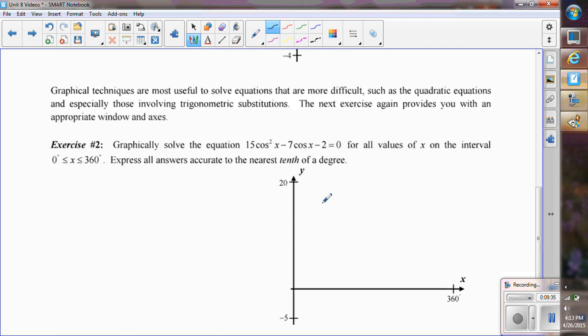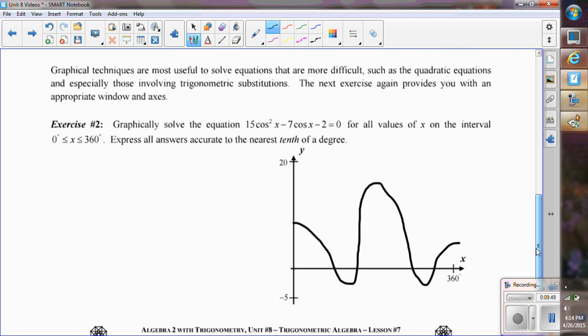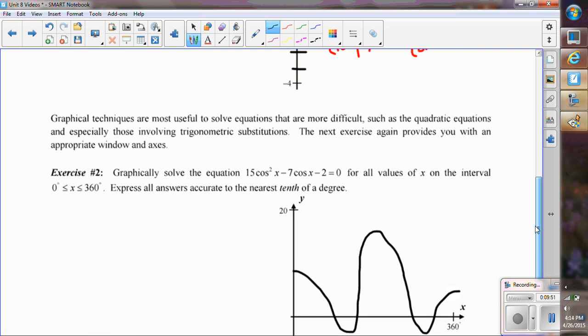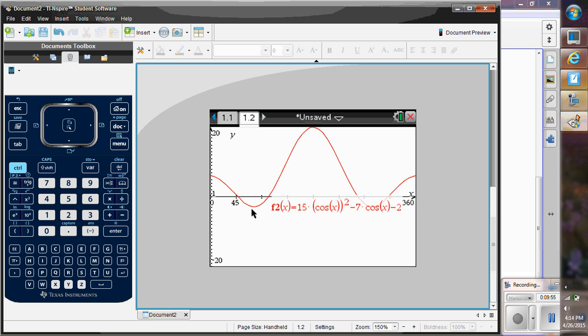So when we graph this, it's going to go like this. It goes down, comes way back up. It goes back down again, and then back like this. Okay, so there's my graph, and it wants to know where does it cross the x-axis to the nearest tenth of a degree.